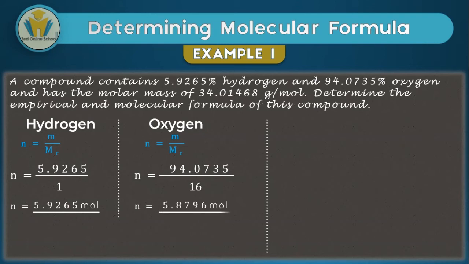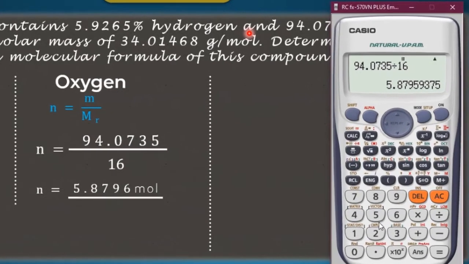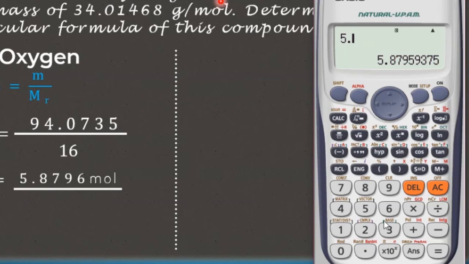Okay, now we have the number of moles for each element. Let's divide throughout by the smallest mole, which is 5.8. The numbers are very close, but yes, there's one that is smaller. H. It's going to be 5.9265 divided by 5.8796. You can see our answer is 1.00. To the nearest whole number is just 1.